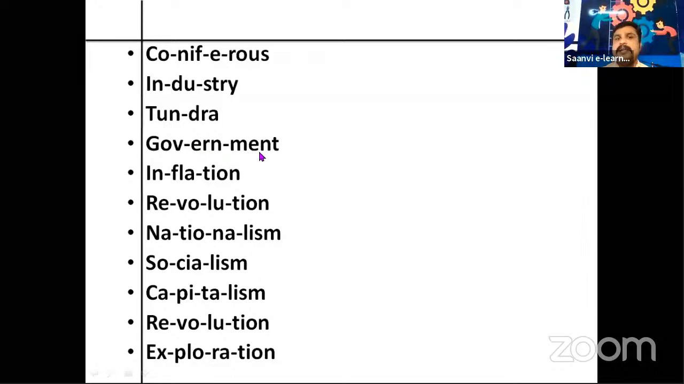Government, government, government. R, don't stress here, R. Government. Inflation, inflation. Revolution, revolution. Did you get me the importance of syllable?